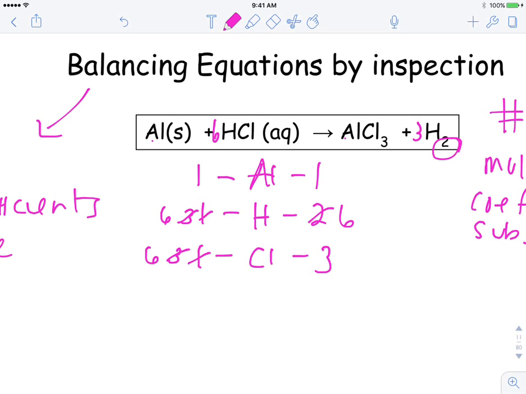Oh, and I have to balance the chlorines. That's not balanced now. So now I need to put a 2 here. 2 times 3 is 6. But that changed my Als. Makes it a 2. I need a 2 here.